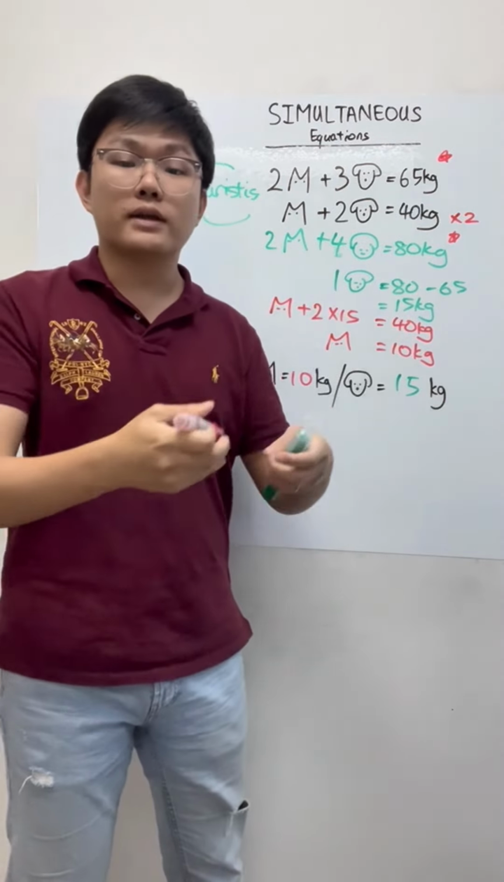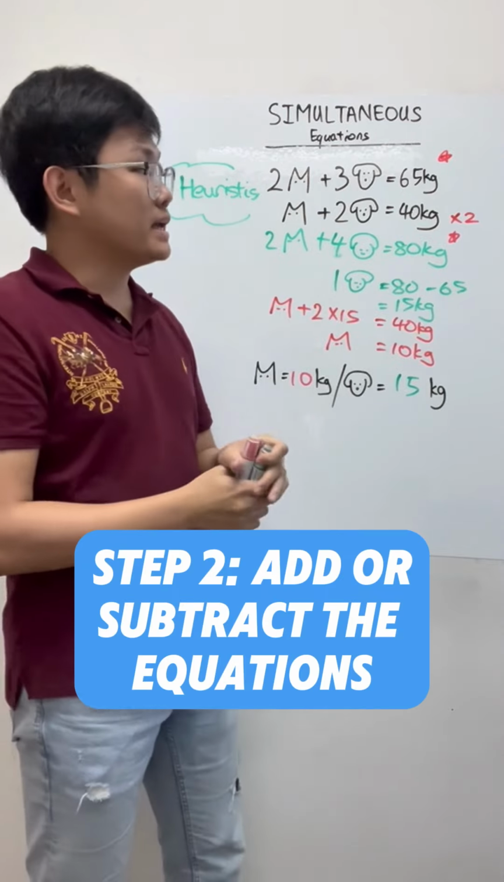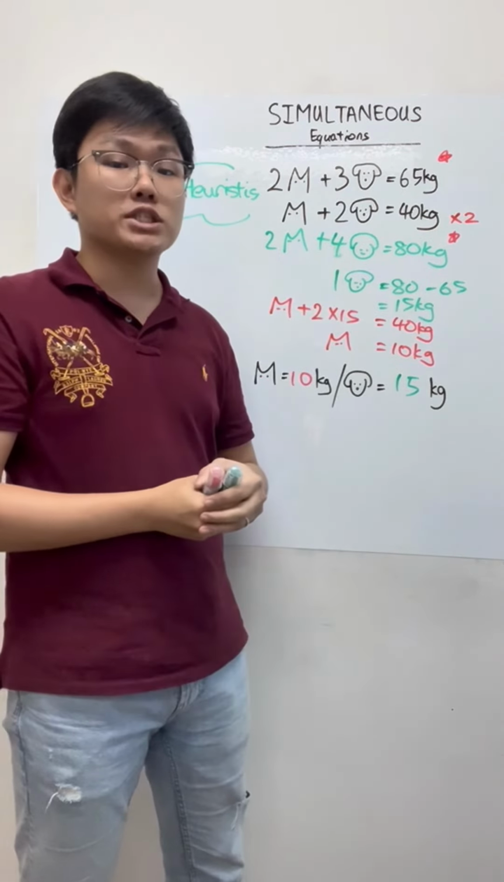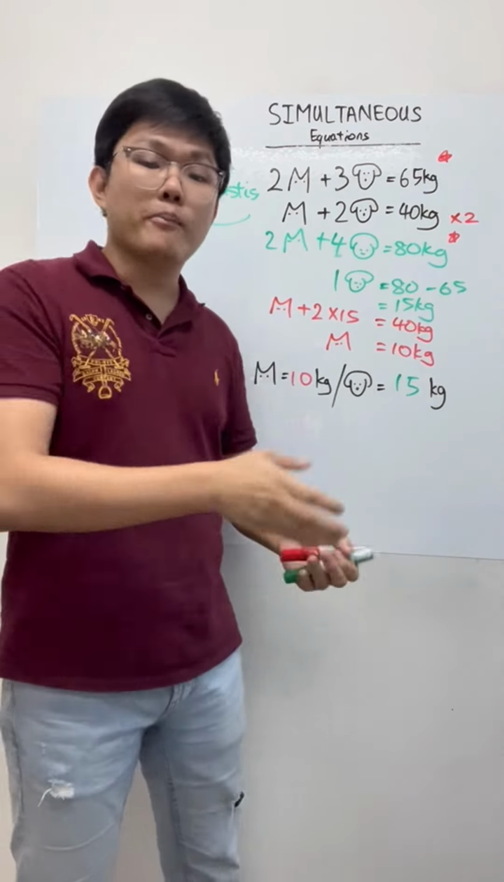So as long as we follow the 3 simple steps. Firstly, by making one of the items the same. Secondly, by either summing or finding the difference of the two equations. And lastly, substituting back into the equation again, so that you'll be able to derive both unknowns.